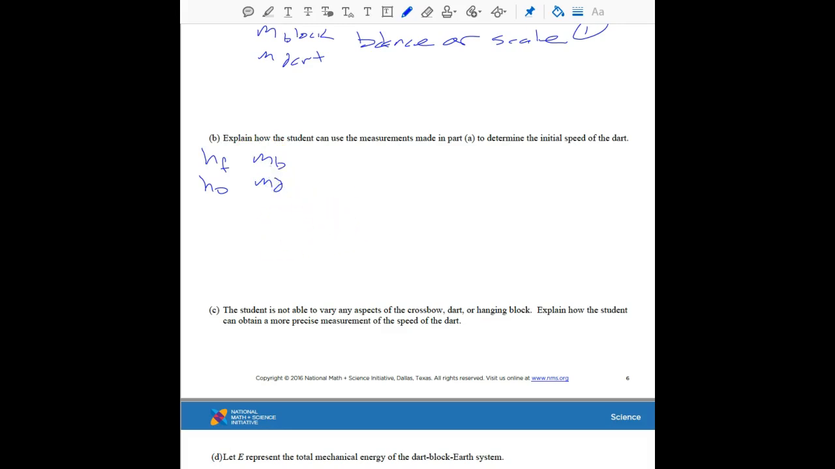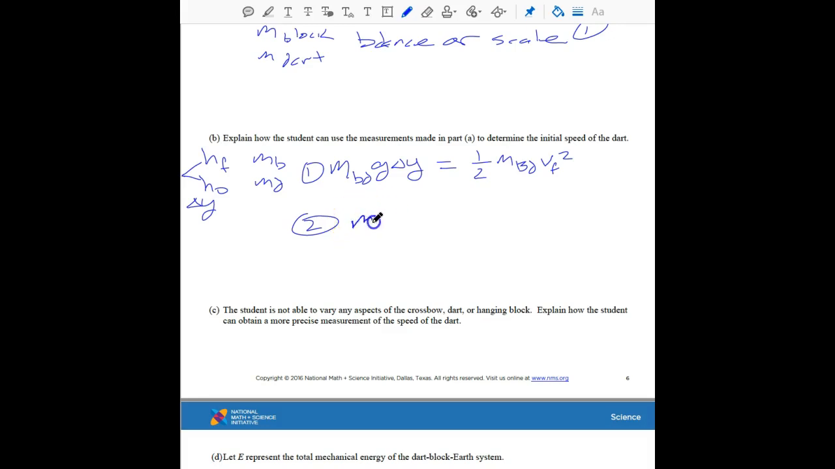And what they want us to do is go through, and we can actually make two equations for this. One of them is a conservation of energy equation, and we can say the mass of both the block and the dart times gravity times that change in position. If I subtract these two, I get my change in position in the y direction, and that should be equal to the kinetic energy at the bottom. So that's 1/2 of the mass of the block and the dart times the velocity of the combination squared. That's 1 point.